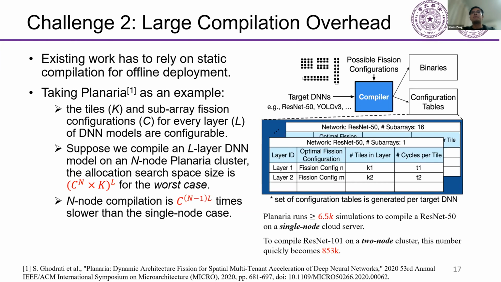For example, Planaria will take nearly 6.5 thousand simulations for ResNet-50 on a single node cloud server. When compiling ResNet-101 on a 2-node cluster, this number quickly becomes 850,000.